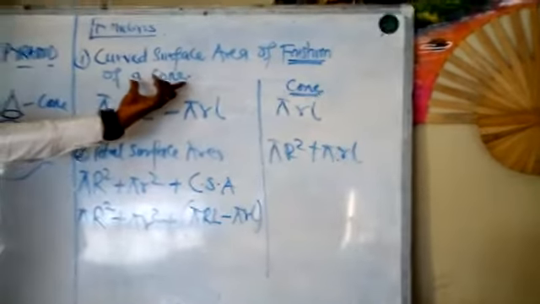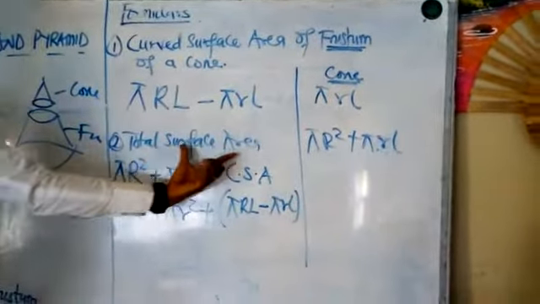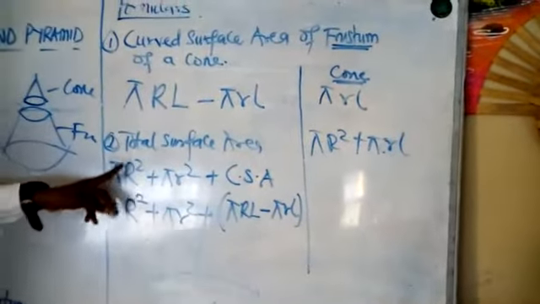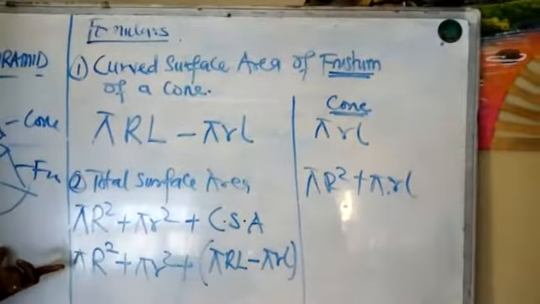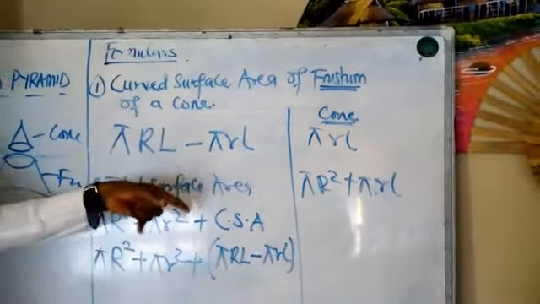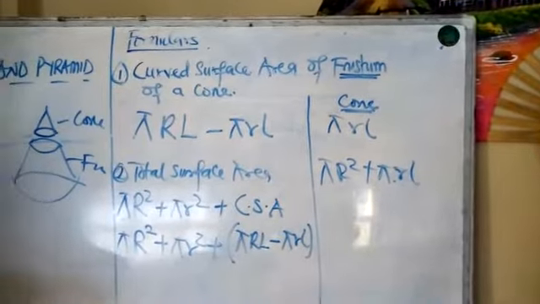So by the time you solve your curved surface area, once you are solving your total surface area, by the time you substitute the value of πR² plus πr², just plus any answer you get here, just put it here, plus everything together, you get the total surface area of the frustum of that particular cone.